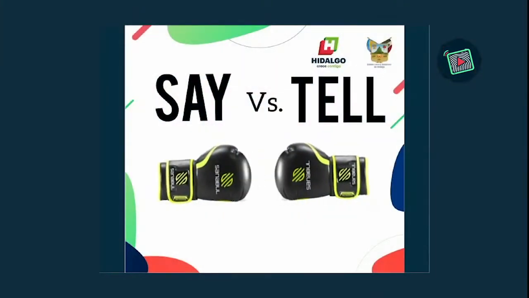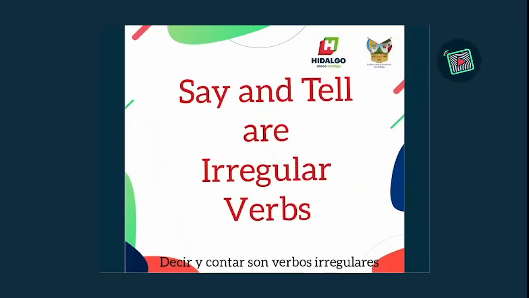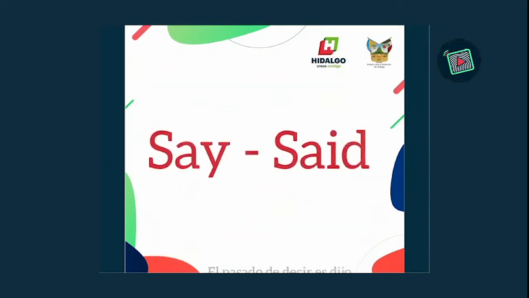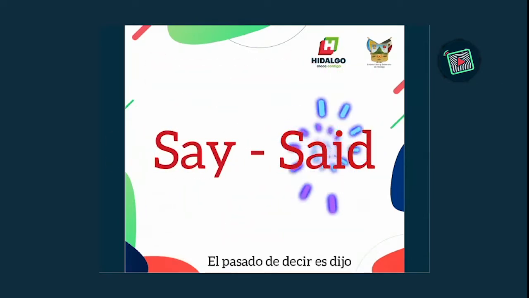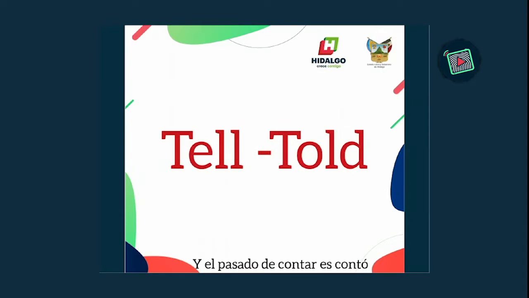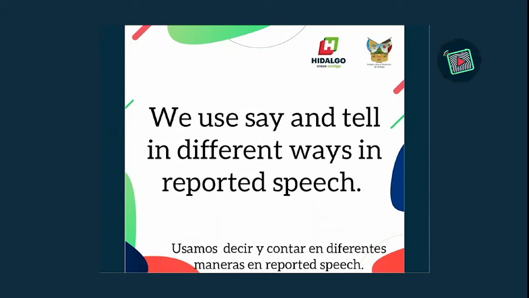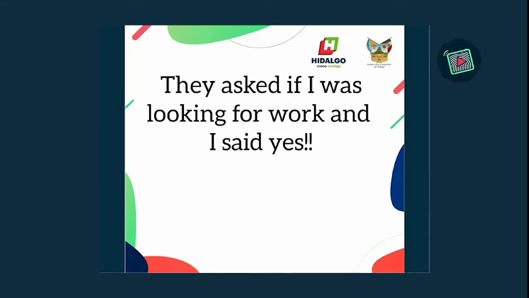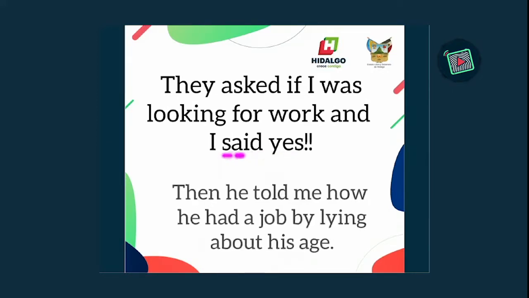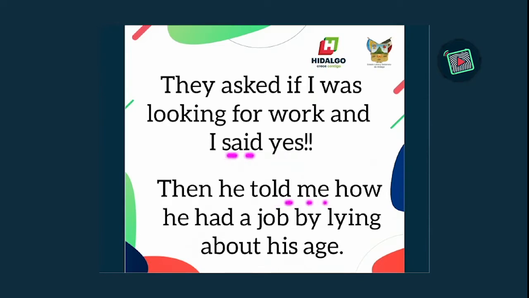Say versus tell. Say and tell are irregular verbs. The simple past of say is said, and the simple past of tell is told. We use say and tell in different ways in reported speech. Look at the example and try to identify the difference. They asked if I was looking for work, and I said yes. Then he told me how he had the job by lying about his age.